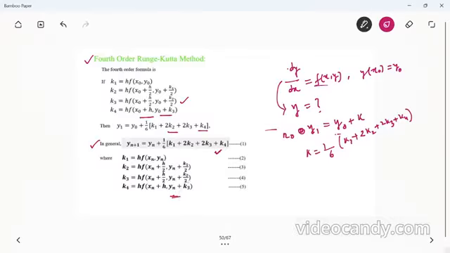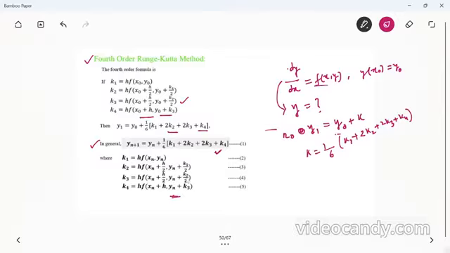This is the Runge-Kutta method. So we can discuss both the Runge-Kutta method of second order and fourth order. For second order, two values are involved, k1 and k2, and for fourth order, four steps are involved: k1, k2, k3, k4. Now here is the problem.